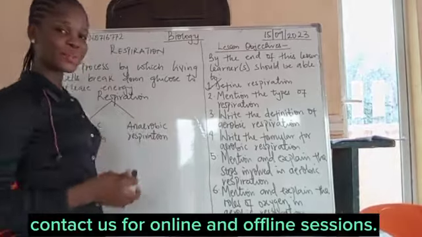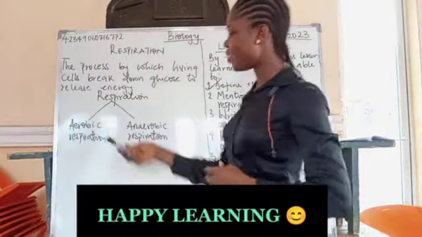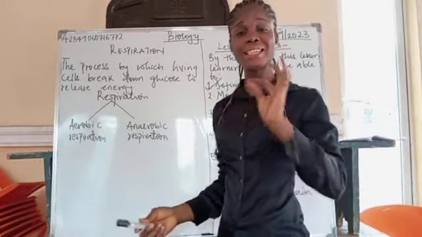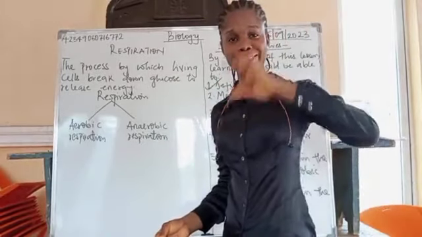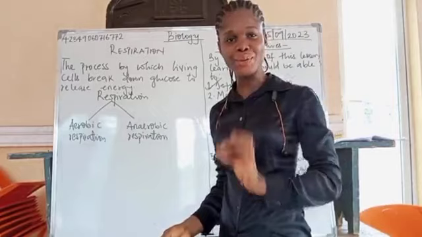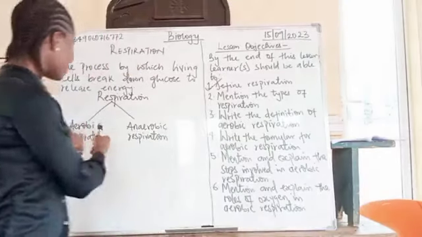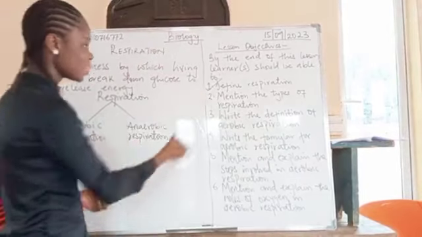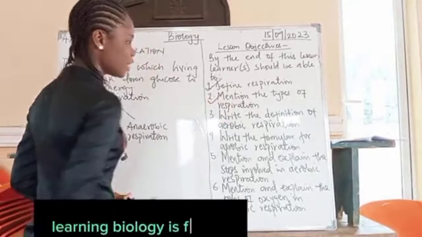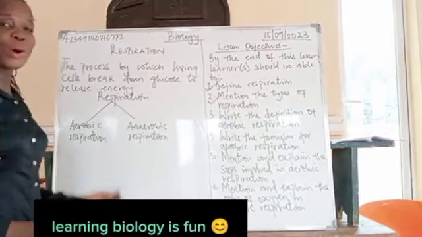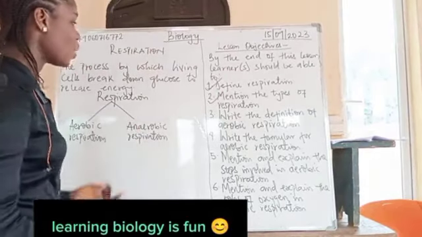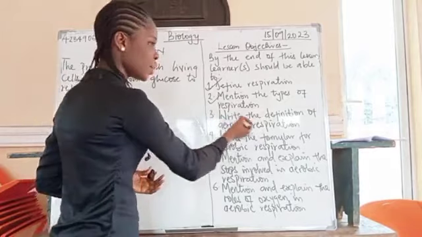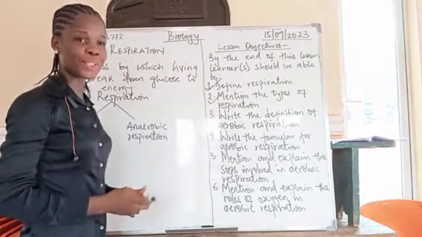So these are the 2 types of respiration we have. We have aerobic respiration and we have the anaerobic respiration. Remember that the distinguishing factor here is the presence or the absence of oxygen. And then we will go over to our third objective, which says that my learners should be able to write the definition of aerobic respiration.